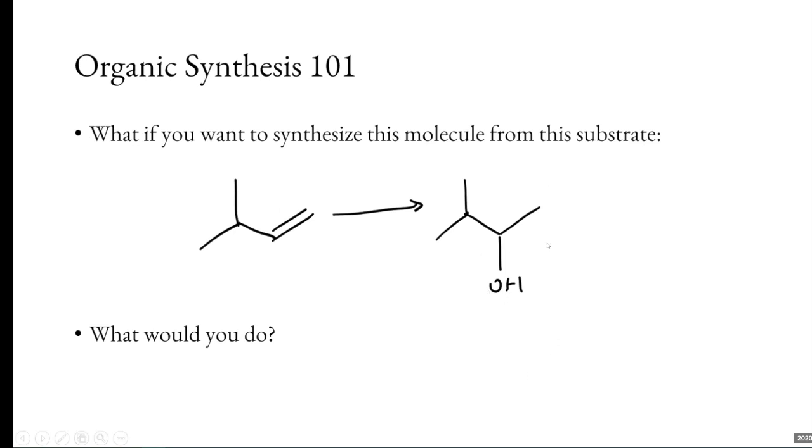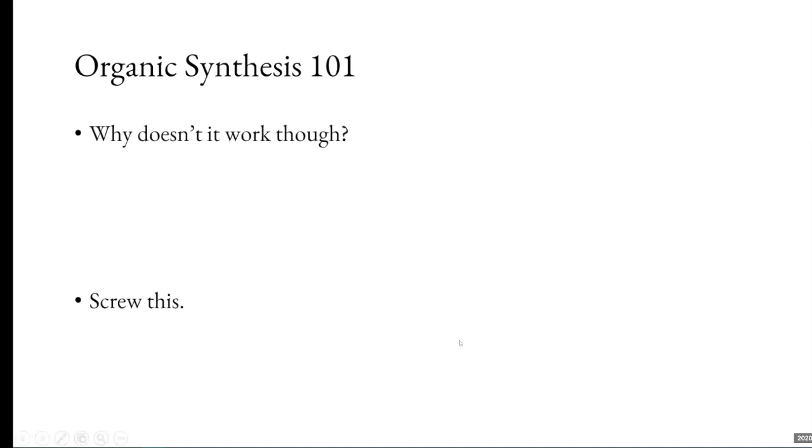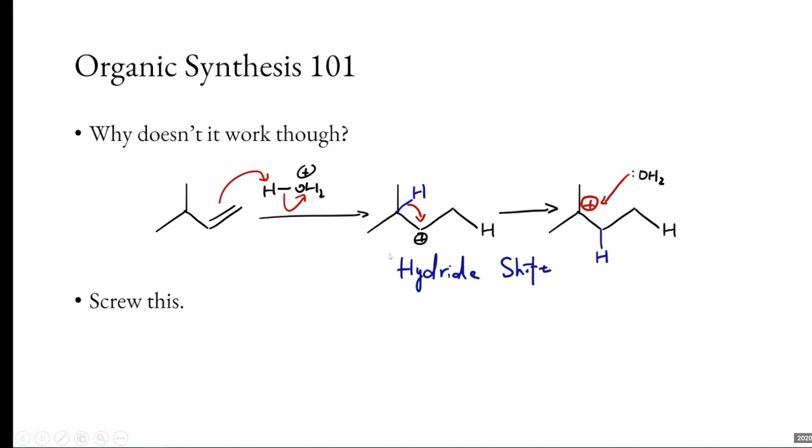So I still want to add an alcohol group. Do you still think I can just add water and protons and it will just do this? No, because of carbocation rearrangement. Yay. Carbocation rearrangement is something we don't like to see. This carbon is just a secondary carbocation, and we want to make it tertiary, so there's a hydride shift. And then our lovely water just adds onto this carbon, which is not what we want.